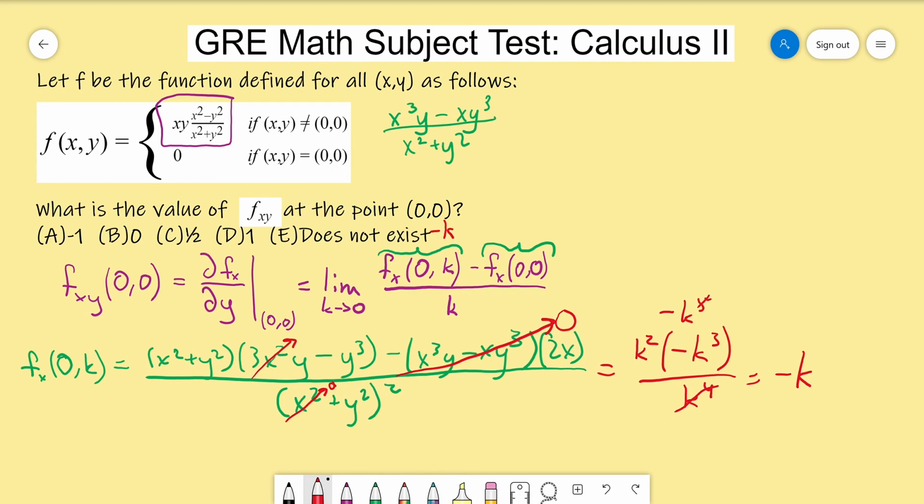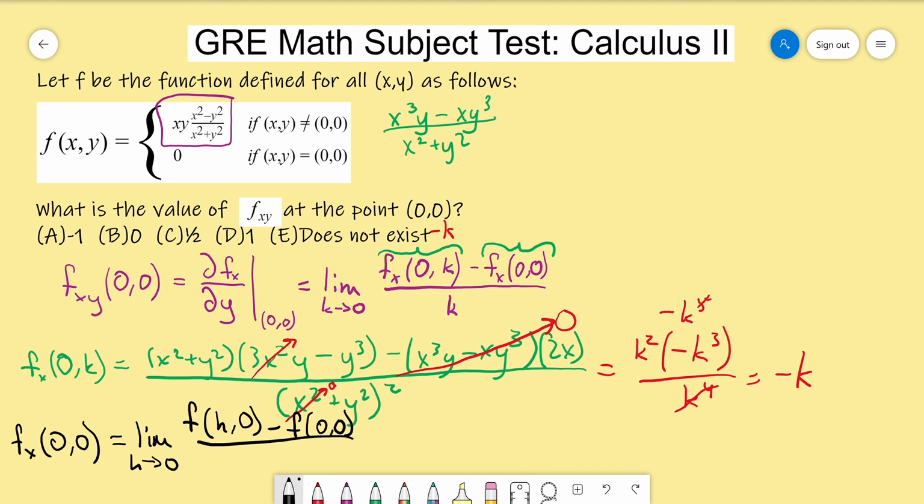Now we want the partial derivative of f with respect to x at 0, 0. Here, if we just plug in 0, 0 into this expression that we found, we're just going to get 0 over 0. That's not going to help us. So we will use this definition again, the definition of the limit, to write that fx at 0, 0 is equal to the limit, let's use h goes to 0, of f at h, 0 minus f at 0, 0 divided by h.